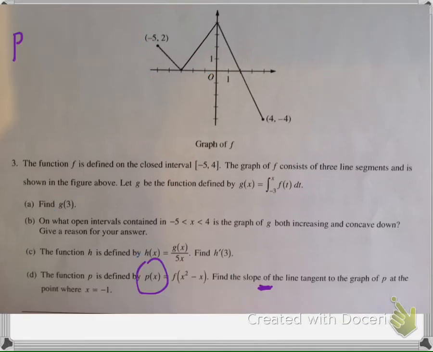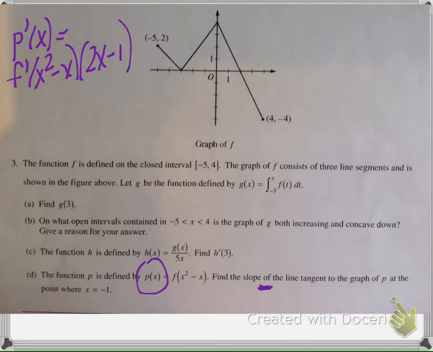sorry, this is just not cooperating today, I don't know why. Okay, so the derivative of p would be f prime of x squared minus x times the derivative of the inside, which is 2x minus 1, so it's like a chain rule. And we need to find this derivative when x is negative 1. So that means wherever there's an x, we're putting a negative 1. So we get a negative 1 squared minus a negative 1. And then we get 2 times negative 1 is negative 2 minus 1. Okay, negative 1 squared is obviously just 1.